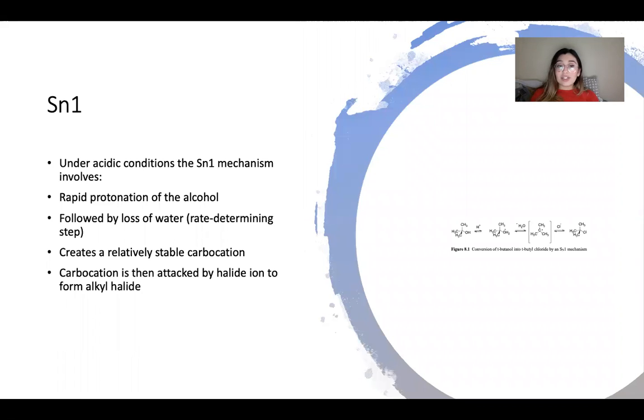SN1. Under acidic conditions, the SN1 mechanism involves rapid protonation of the alcohol. As you can see right here, we have an alcohol. That alcohol gets protonated, followed by the loss of water, which is the rate determining step. Afterwards, we create a relatively stable carbocation, which is then attacked by the halide ion to form the alkyl halide that we can see right here. Here we have t-butanol, and it gets converted to t-butyl chloride.